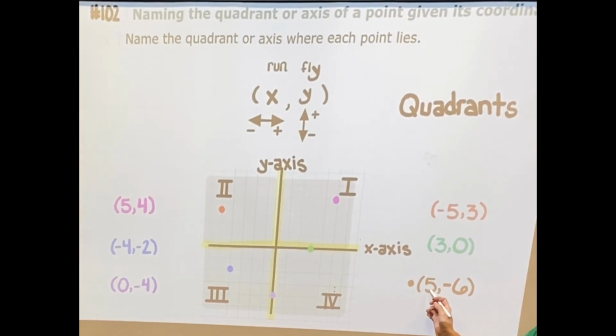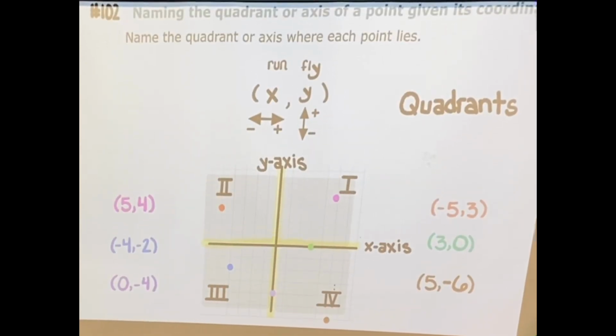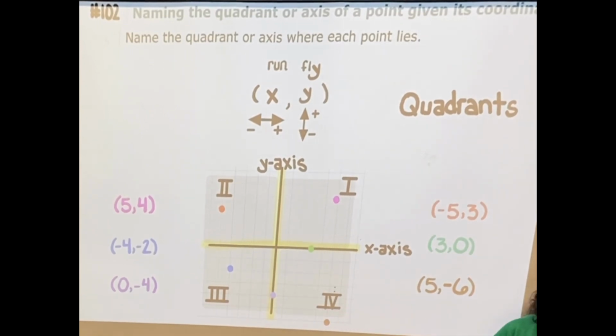Okay, then the last one here, 5, -6. I'm gonna run 5 and fly -6. So go right 5, 1, 2, 3, 4, 5, and then down 6, 1, 2, 3, 4, 5, 6. And we're in quadrant 4.